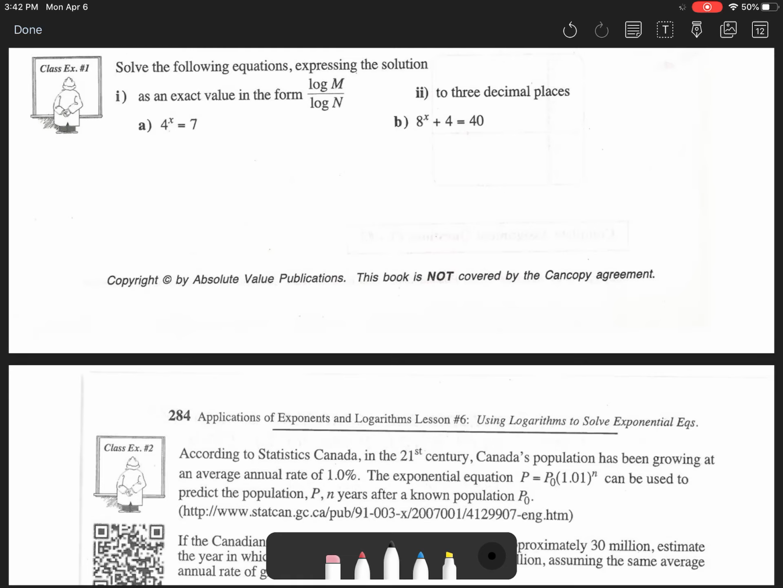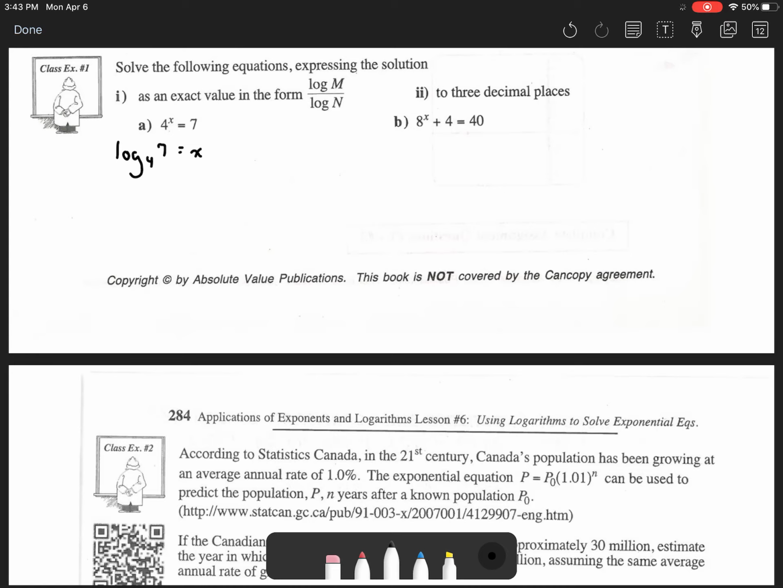So solve the following equations expressing the answer as an exact value in log m over log n, and then to 3 decimal places. So the first one, we start with 4 to the exponent of x is equal to 7. First thing I'm going to do is take this exponential equation and write it in log form. So in log form, it would look like this: log base 4 of 7 is equal to x.